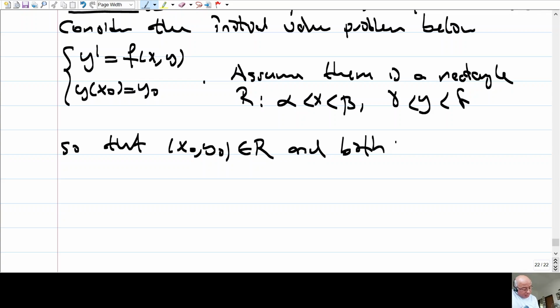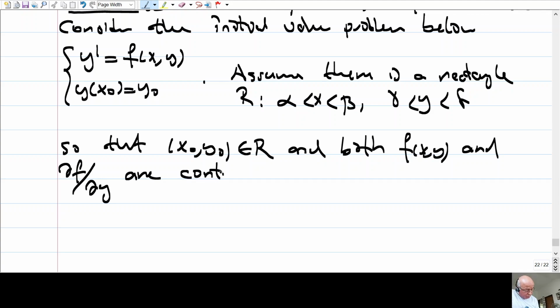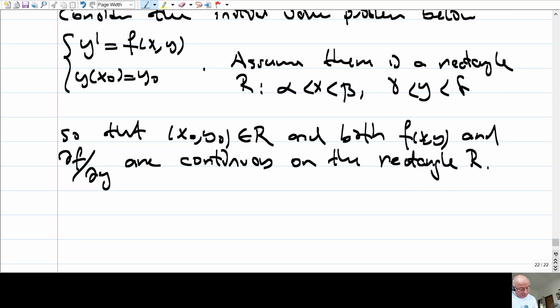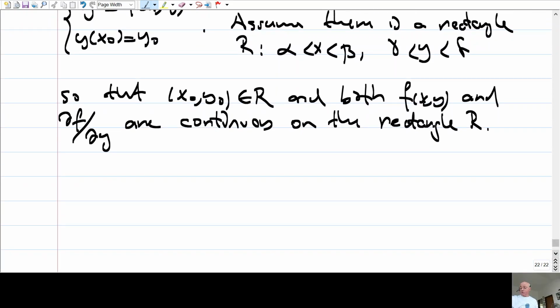both f(x, y) and the y derivative of this function are continuous. So f is differentiable with respect to y. Moreover, this partial derivative is continuous on rectangle R. Now, what is the conclusion then? The conclusion is the following.